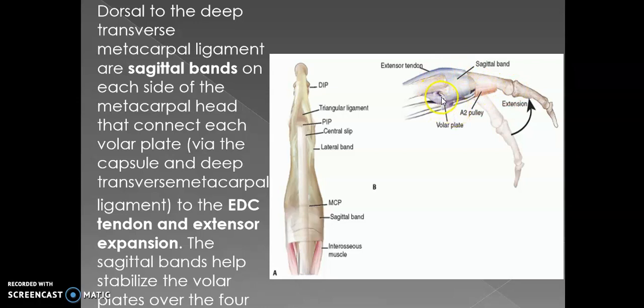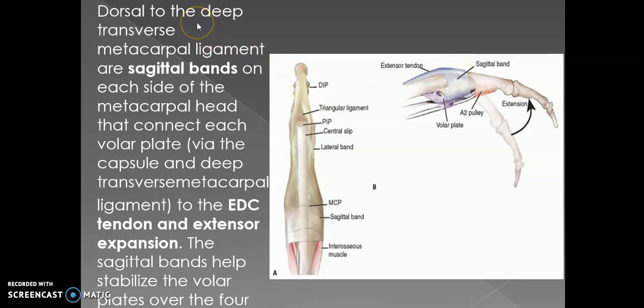Here you can see the volar plate. See the volar plate, how it is coming and attaching from this proximal phalanx, and then a continuation of the phalanx, and then coming and attaching to the base of the head of the metacarpal. Here you can see the annular pulleys, and the sagittal band is also attaching to the extensor tendon. So the sagittal band attaching to the volar plate, also attaching to the extensor tendon.